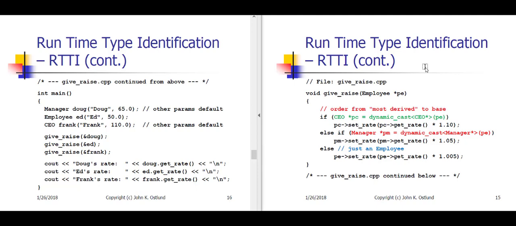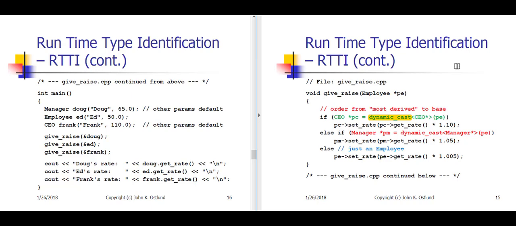Let's take another look at this getRaise function back on slide 15. I wanted to point out that the order in which we did these dynamic casts was not arbitrary. If you have a hierarchy of classes and you want to try to identify which specific kind of class in that hierarchy a pointer is pointing to, you need to arrange your sequence of if tests from the most derived level down to the base class level.